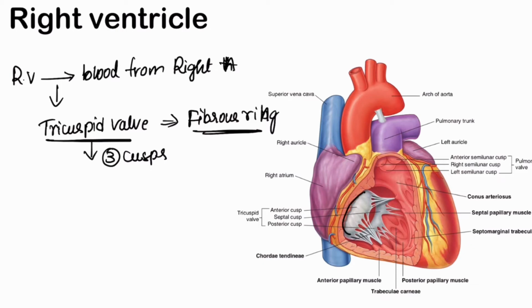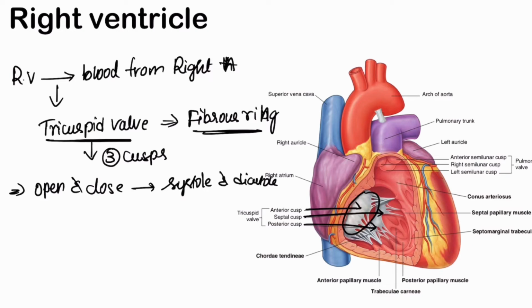This is the tricuspid valve here. It has three cusps. This is the anterior cusp, this is the septal cusp, and this is the posterior cusp. These cusps help it to open and close during systole and diastole. Three cusps here, which are the anterior cusp, septal cusp, and posterior cusp.